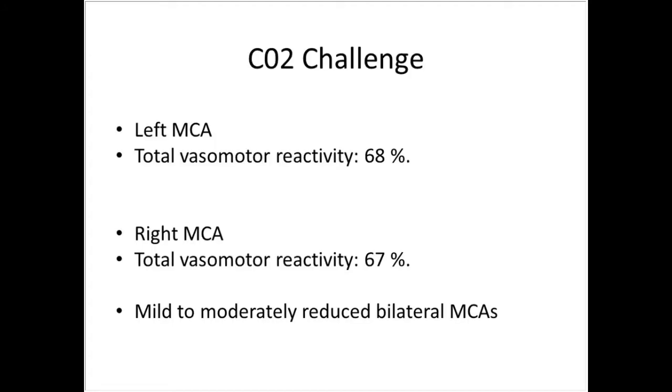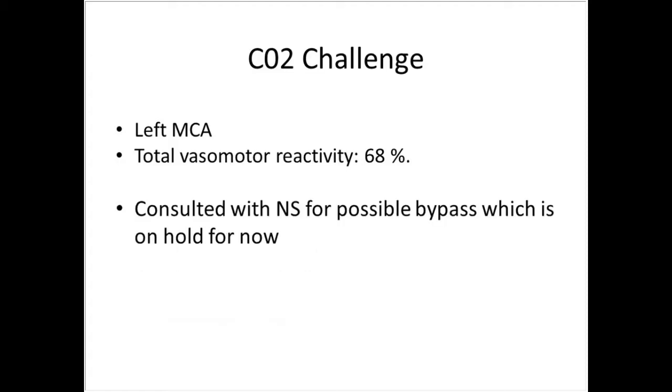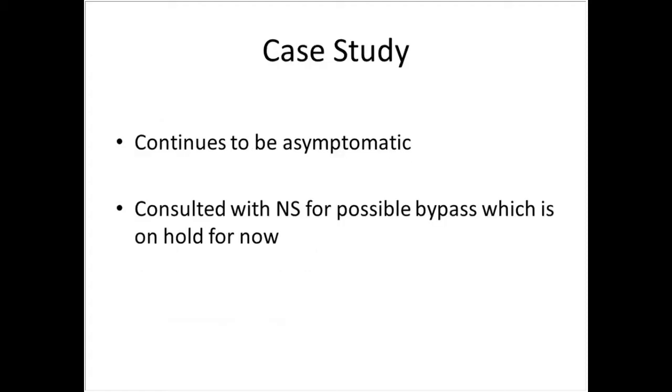So we were asked to do a CO2 challenge on her, and her left MCA VMR was 68%, and her right was 67%. Now, the low normal is 70%. So she was actually mild to moderately reduced in her bilateral middle cerebral arteries. She continued to be asymptomatic, and she actually had a consultation with neurosurgery for possible bypass, which is on hold for now.